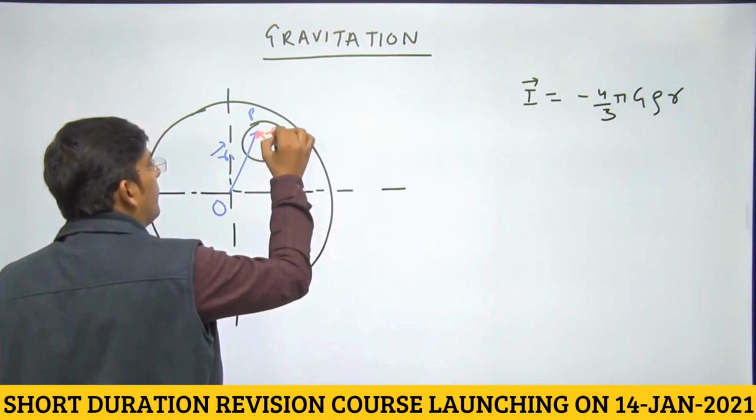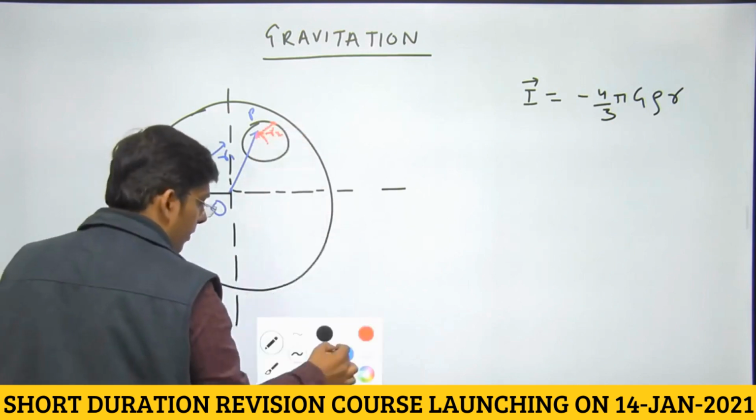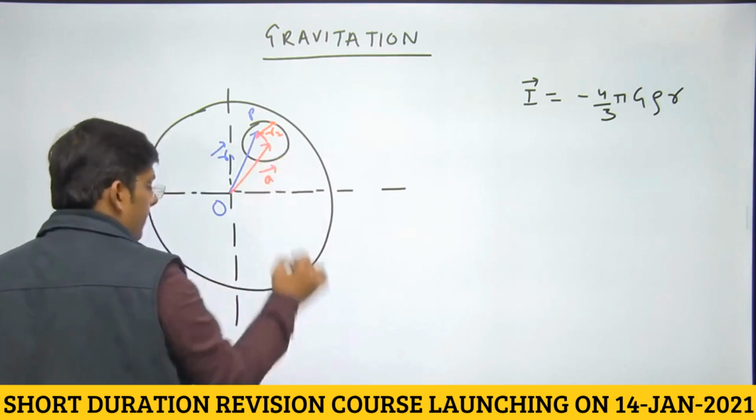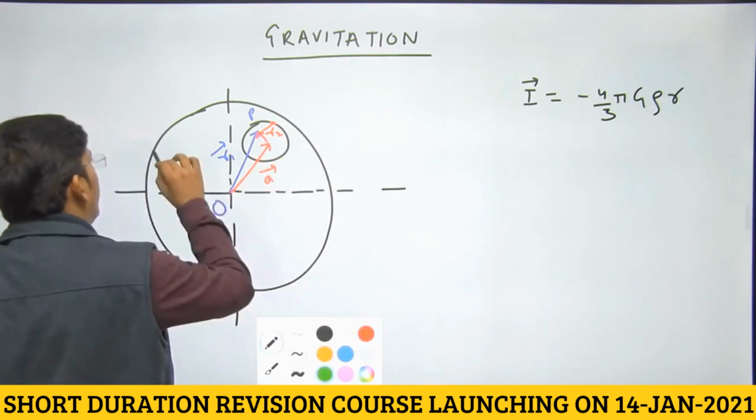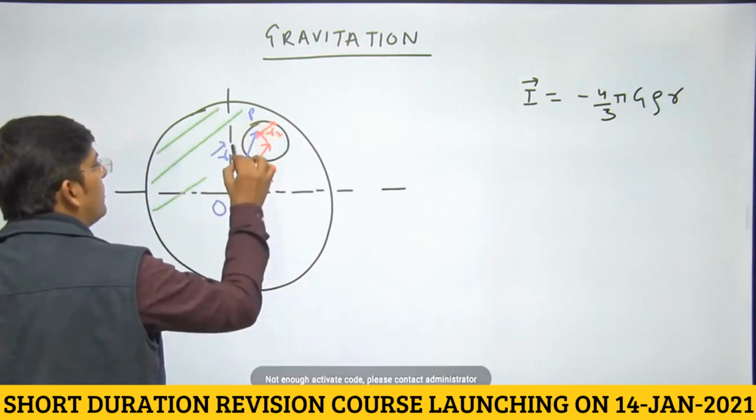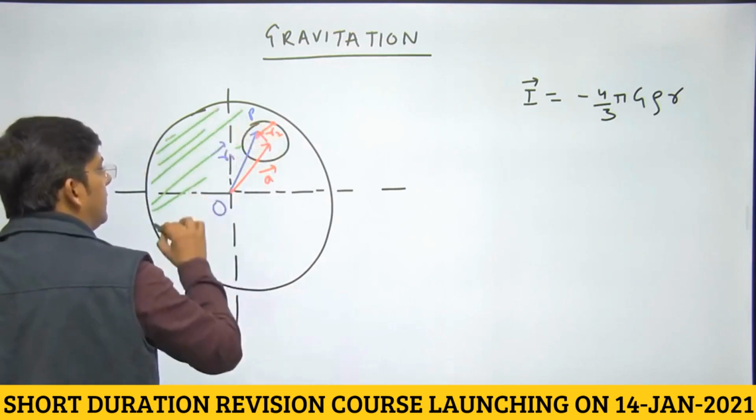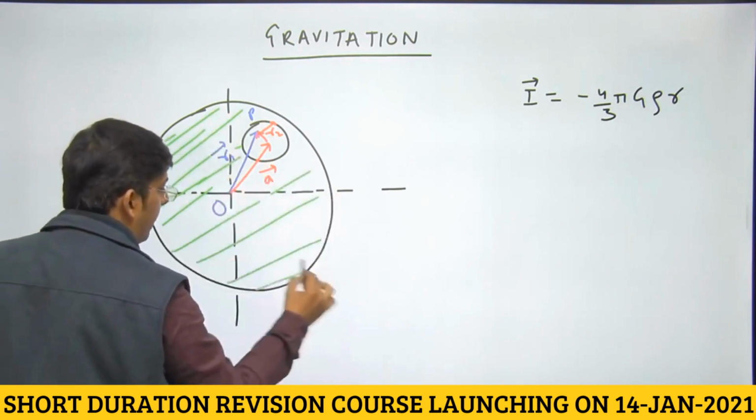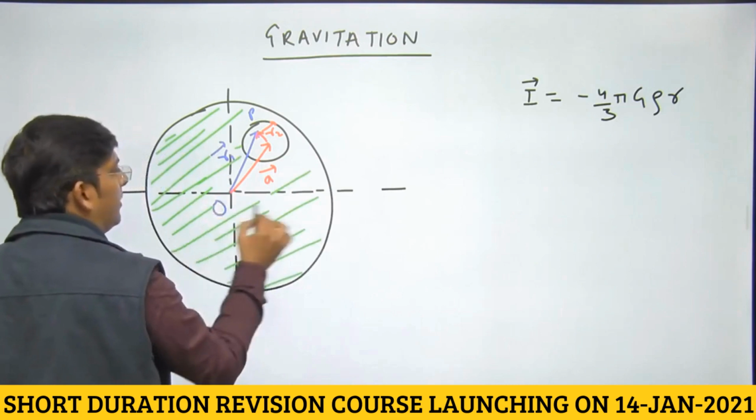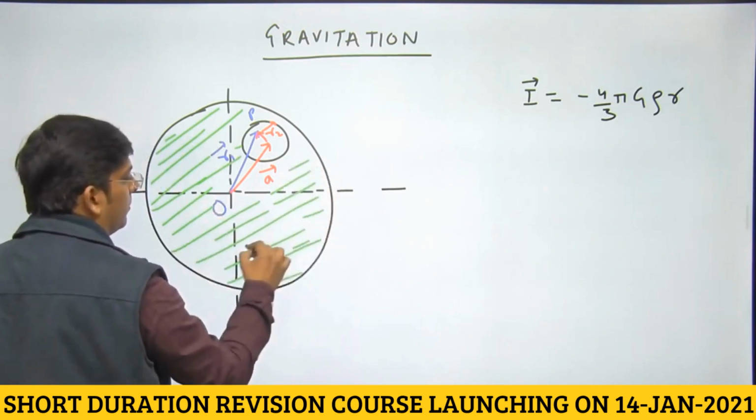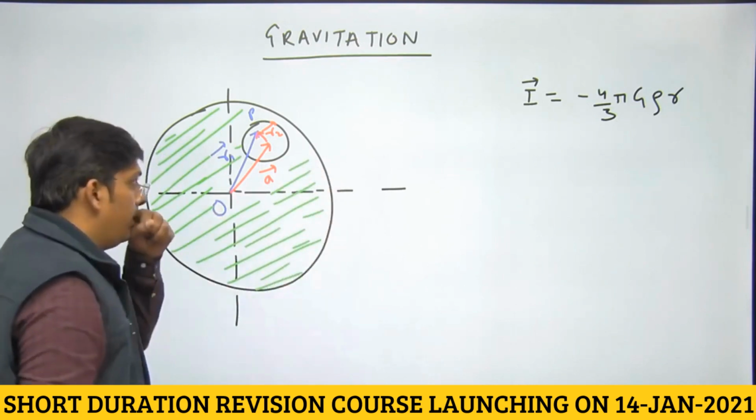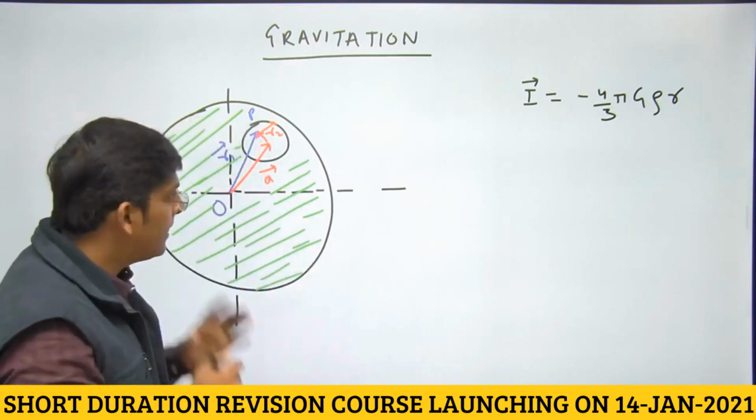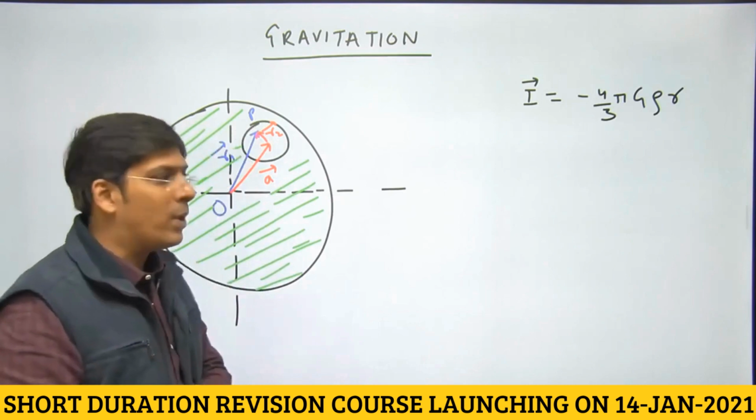This is R2. Let this point has a position vector A, okay? Sphere is otherwise continuous, having a spherical cavity. You have to calculate gravitational field intensity at point P inside this cavity. How do we proceed with this question?